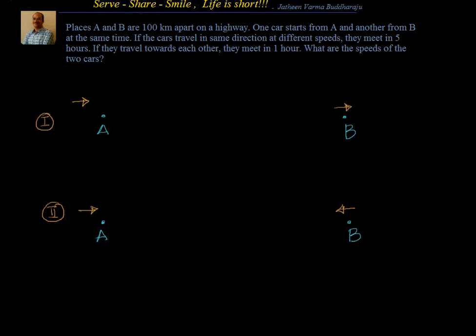We have been given that the distance between A and B is 100 kilometers. Now, if A and B travel in the same direction and they meet after 5 hours, let us say they meet at a particular point here, and let us say that this distance is equal to d.